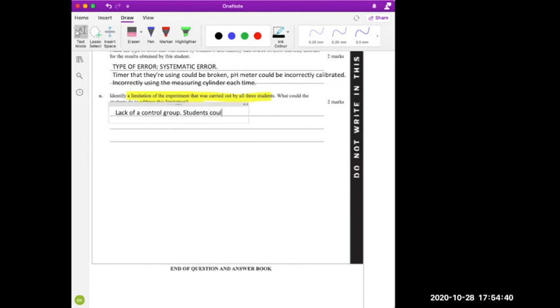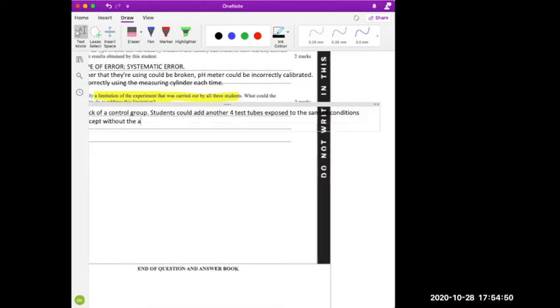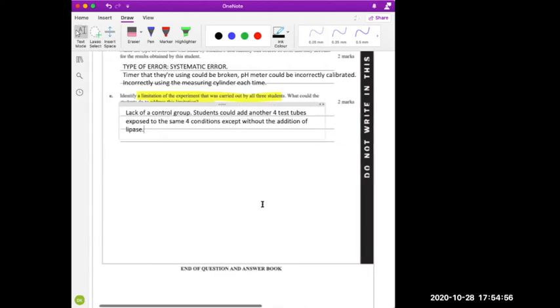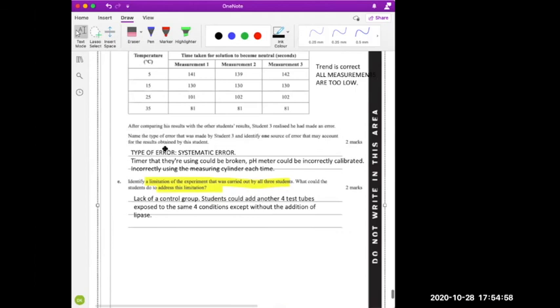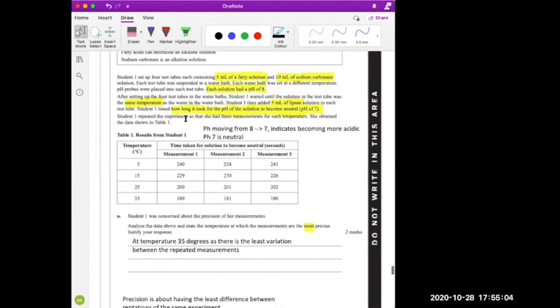Students add another 4 test tubes exposed to the same 4 conditions, except without the addition of lipase. That's the answer that I would go with. Another thing that you could talk about is that they're looking at a human enzyme, right? Lipase exists within us, and they've only gone up to 35 degrees. We know that our body temperature is 37.5, so it is worth going up to 40, potentially even going up to 50 to show what happens at denaturation.